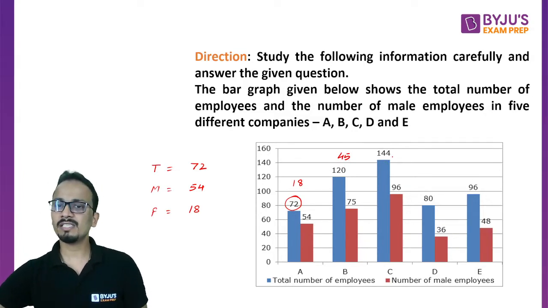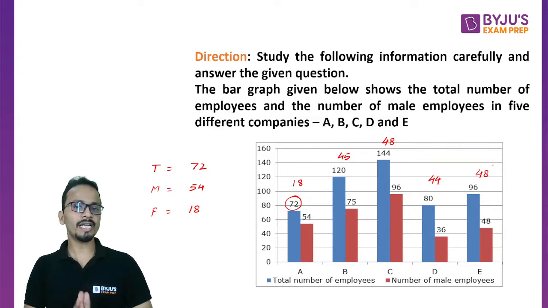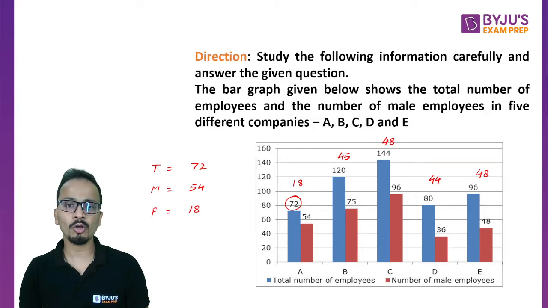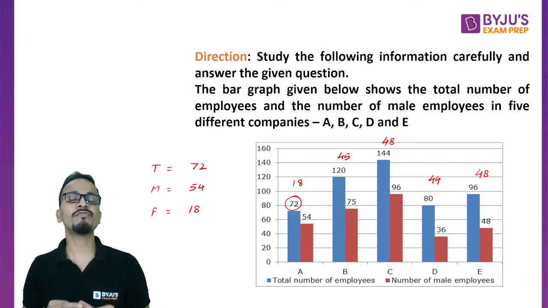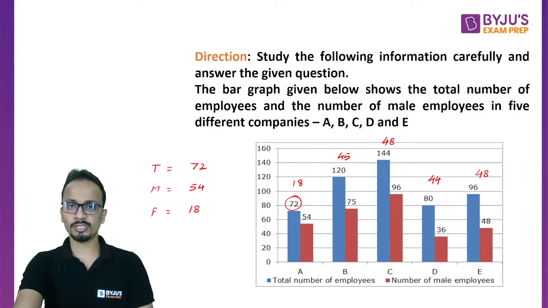Talking about company C, 144 minus 96, that is 48. Company D, 80 minus 36, which is 44. And last company, 96 minus 48, that is 48. So now what all data do we have in our hand? We have total number of employees, number of male employees, and also number of female employees in each of these 5 companies. Okay, so now let's quickly deal with the questions.